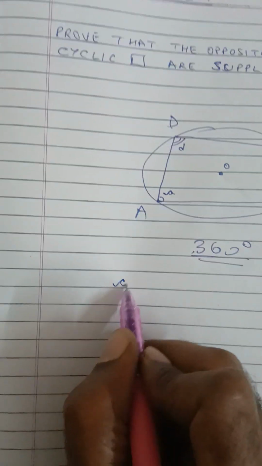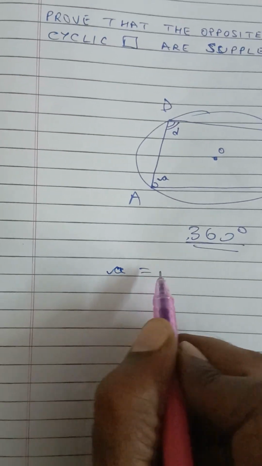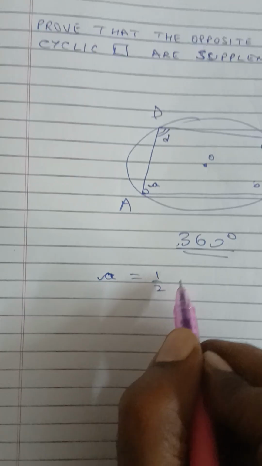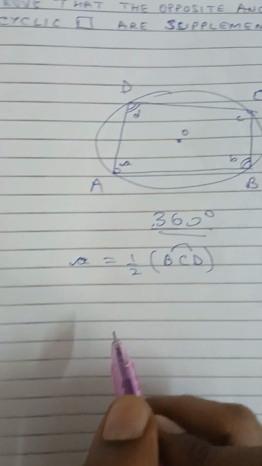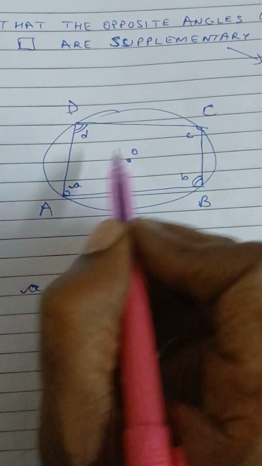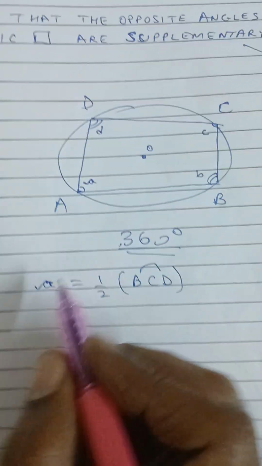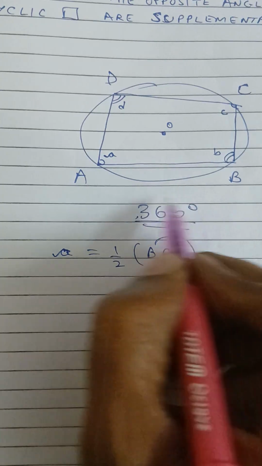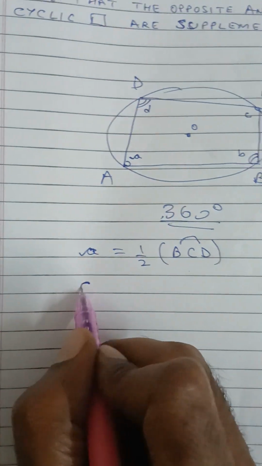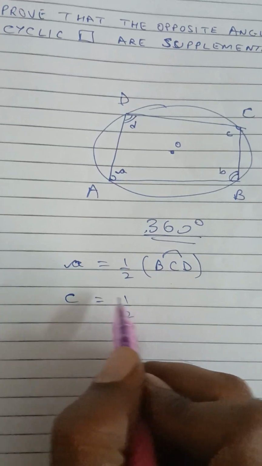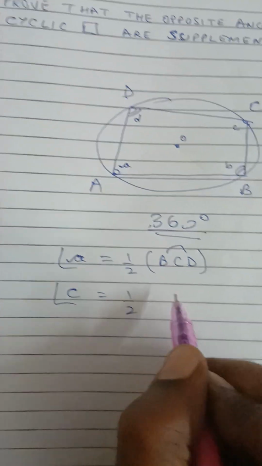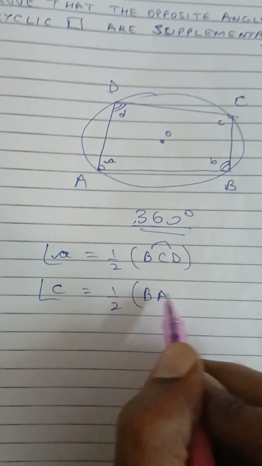Now I know angle A is half of arc BCD. This angle is half of arc BCD. Angle C is half of arc BAD.